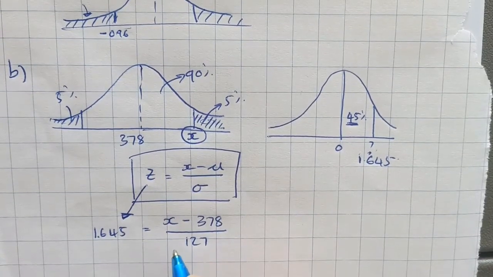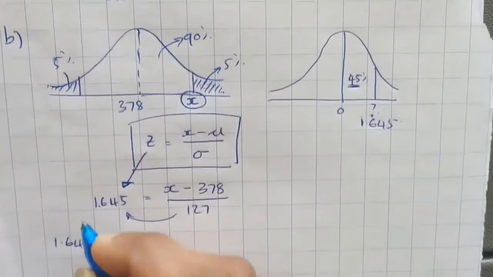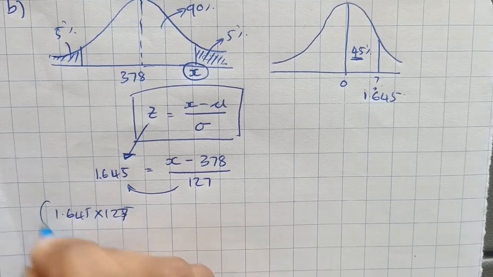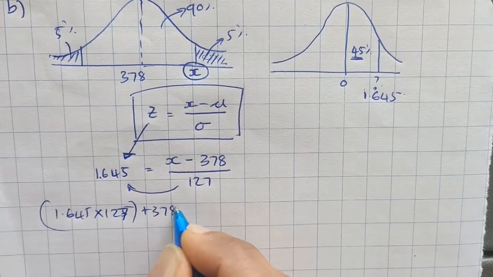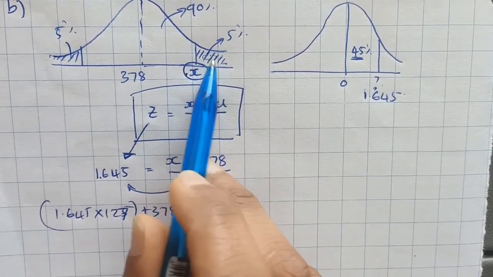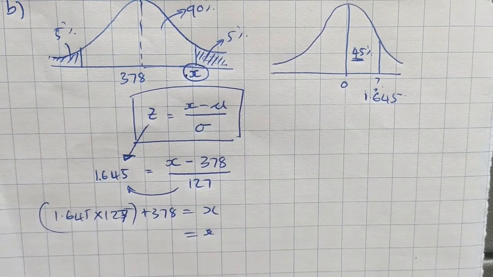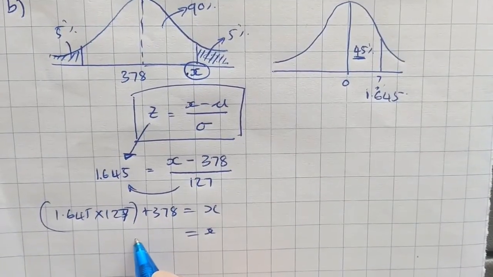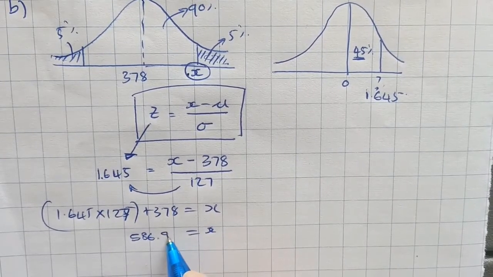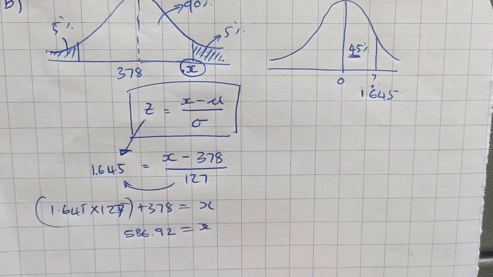You now have to multiply this and add 378. So 1.645, we would multiply 127, and we would plus 378 to get that specific value that will ensure a 5% probability on the right hand side of the normal curve. And you will end up with 586.92 is that specific x value.